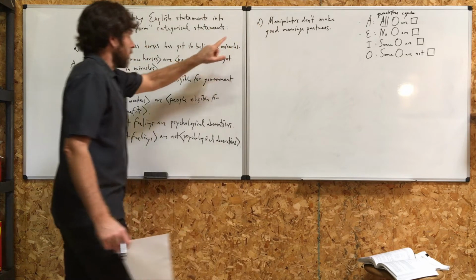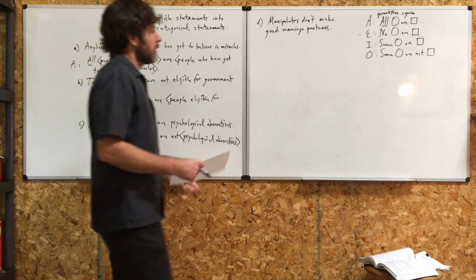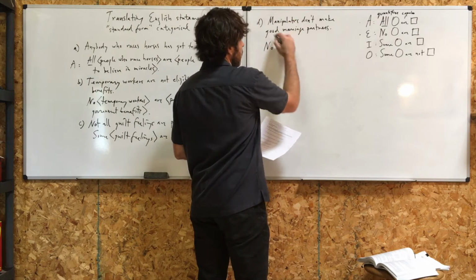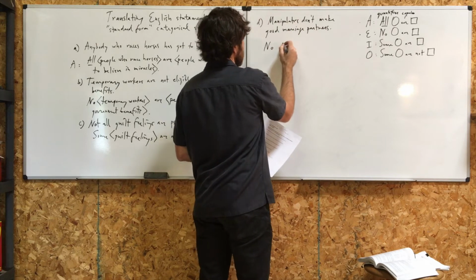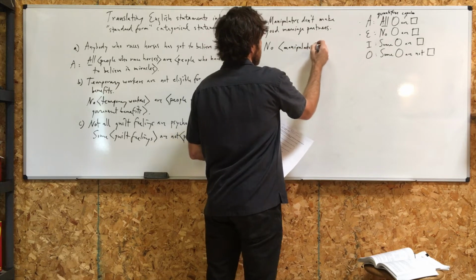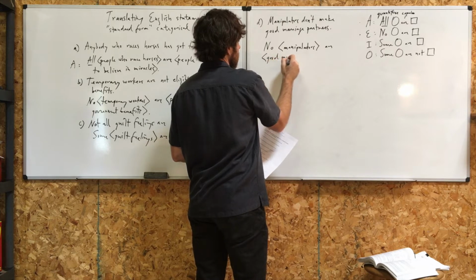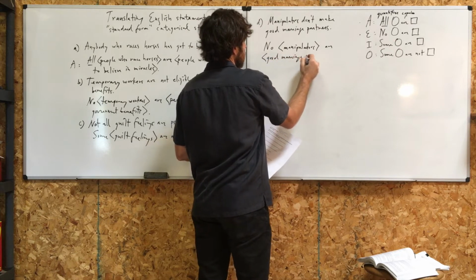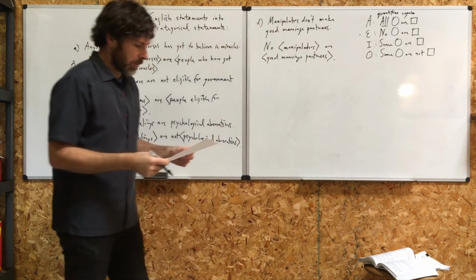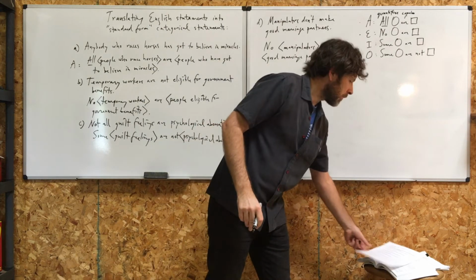Again, look at D. It looks very similar to B. It's fairly redundant with B. So we can learn from B here that the best way of translating D is like this. No manipulators are good marriage partners. See, that works pretty well. Okay.